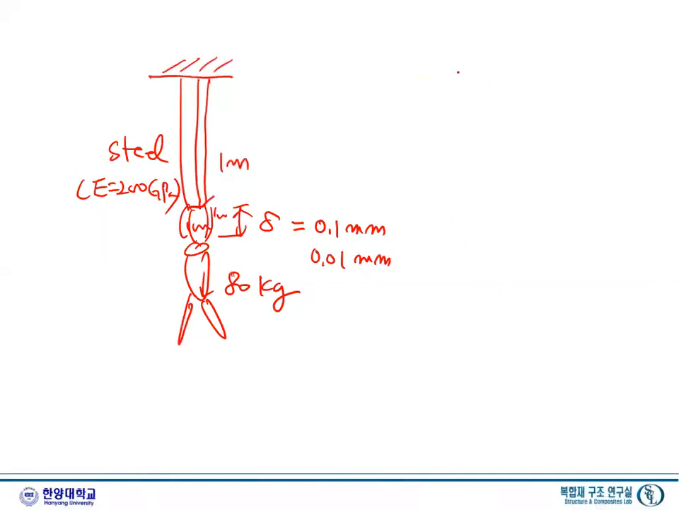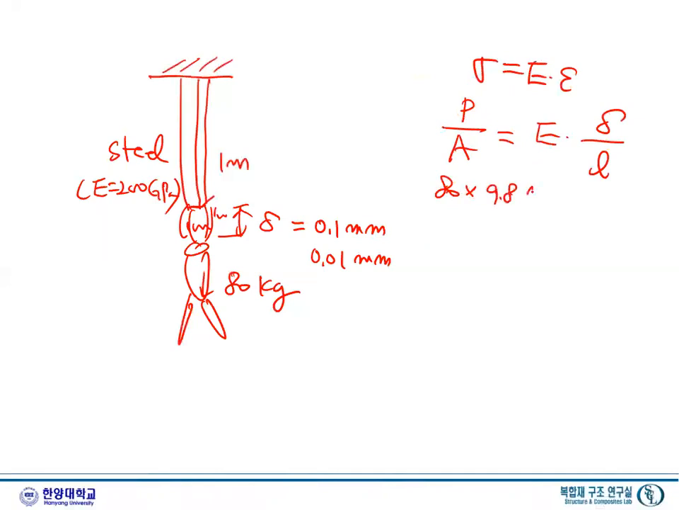Let's calculate it. Sigma equals E epsilon. We do know that, right? And sigma, what is sigma? P over A, and this one, E, times delta over L. Delta is the one we want to calculate, right? And what is the P here? 80 kilograms. Kilogram on Earth, in the gravity field, what do you need to multiply? 9.8 meters per second squared, and this is 80 kilograms, right? So this is 80 g in gravity.